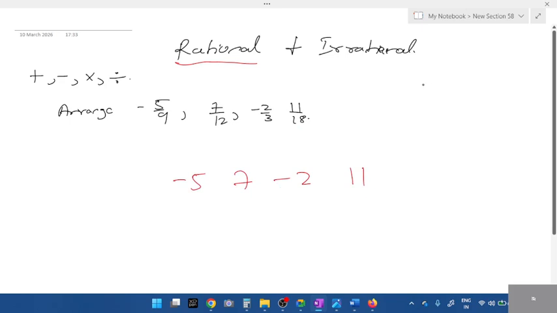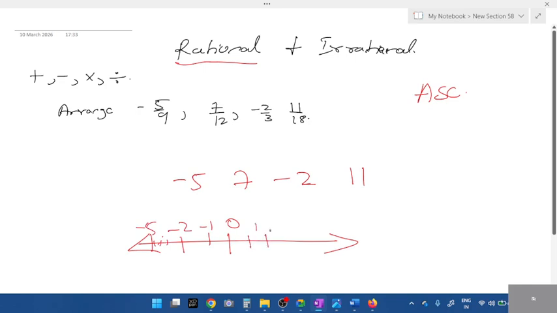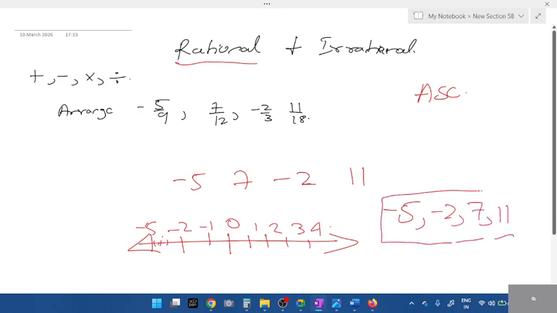What do you mean by ascending? Small to big. Which is the smallest number here? First, you have to write the negative number. According to the integers number line, this is 0, minus 1, minus 2, it goes on and you get minus 5. On the right hand side, you get 1, 2, 3, 4. This is ascending order. So minus 5 comes first. How do you arrange this? After minus 5, it has minus 2. Then we have 7 and 11. This was easy to arrange.